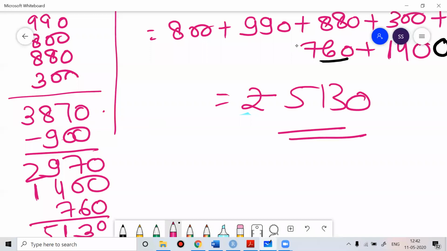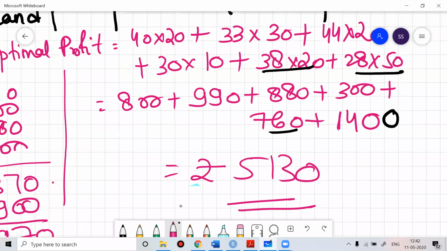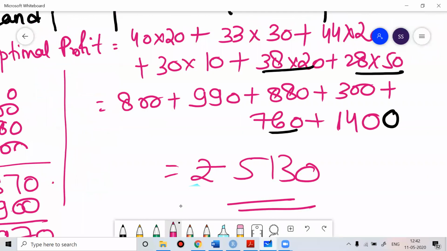Clear? Thank you, Sneha. Anyone have any doubt? So this is your total optimal profit. This would be your total optimal profit.